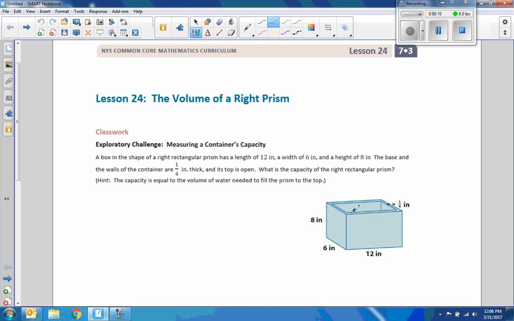This is lesson 24, volume of a right prism. Now we're really getting into things. We had area, then we had surface area, then we had all kinds of different things going on. Now we're talking about three-dimensional figures and what will go inside of them, which is volume.